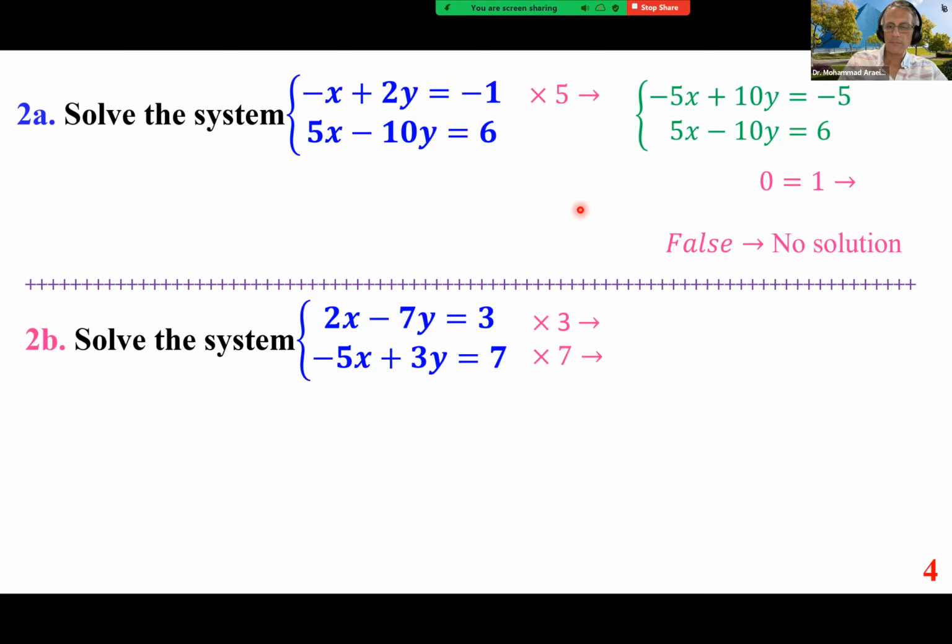In this case, if I want to eliminate x, I can multiply this one by 5, this one by 2. If I want to eliminate y, I can multiply this one by 3, this one by 7. Let's do that. When we multiply this one by 3, we get 6x minus 21y equals 9. When we multiply the second one by number 7, we get minus 35x plus 21y equals 49.